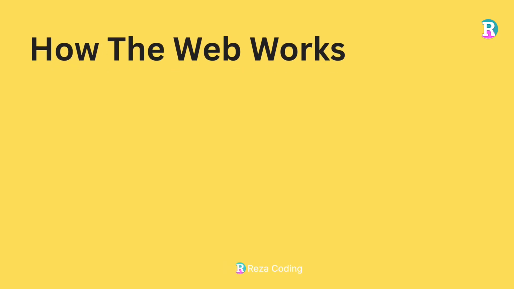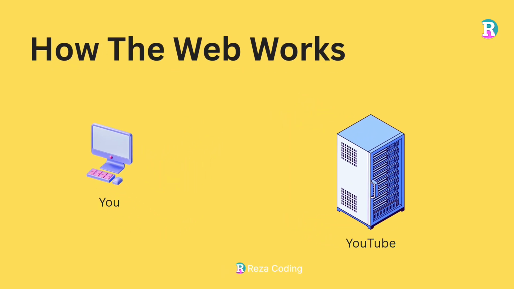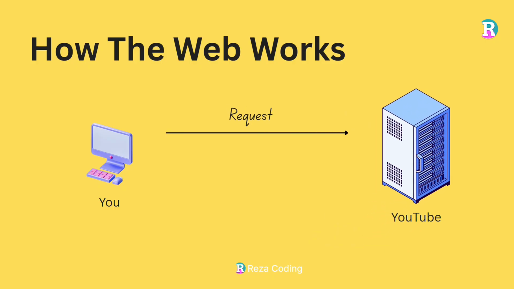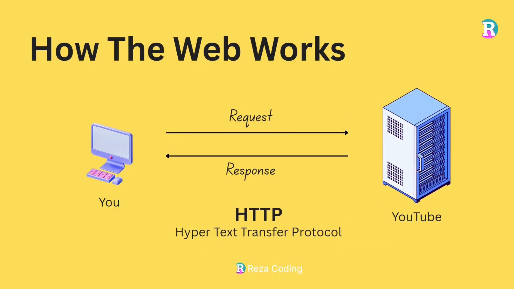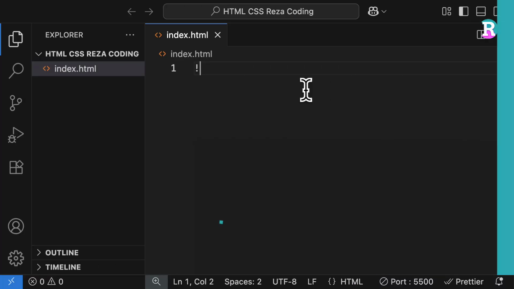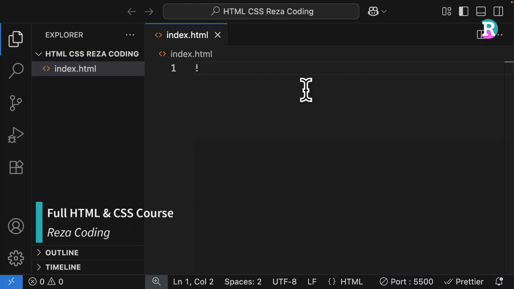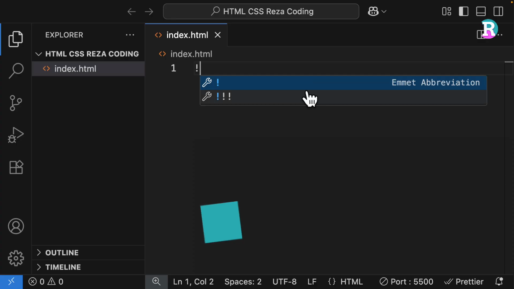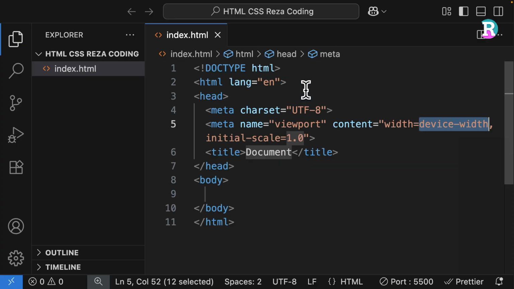Welcome back. In the last section, we talked about the client-server model and we explored how the web works. And we also saw how HTTP is used as a language in the web. Prior to that, we set up our environment and created our very first HTML file. You might remember how we just typed exclamation mark and pressed tab or enter, and it gave us a full HTML structure, just like what you see right now.